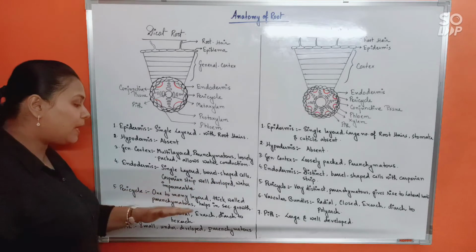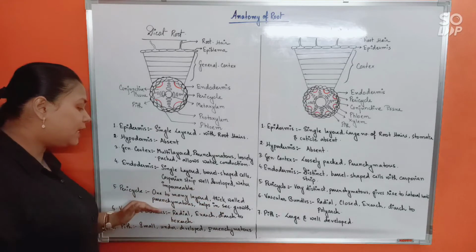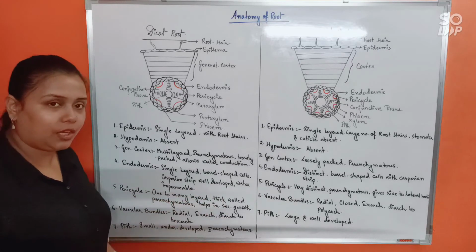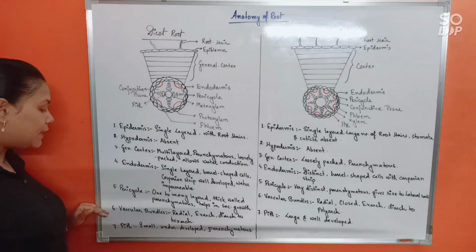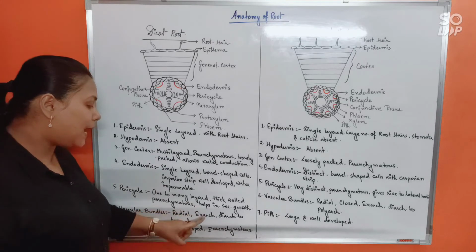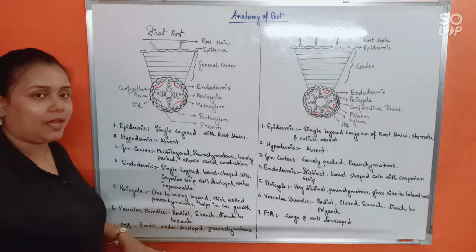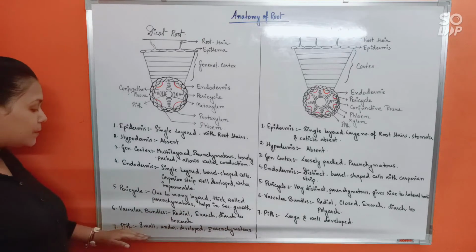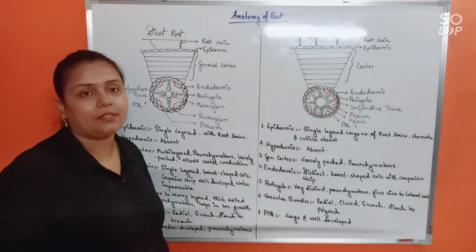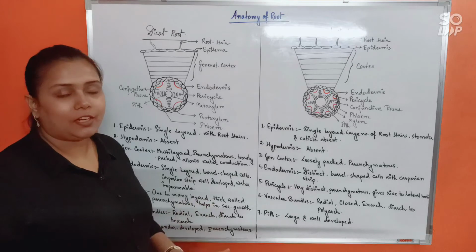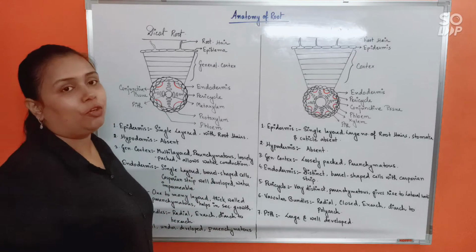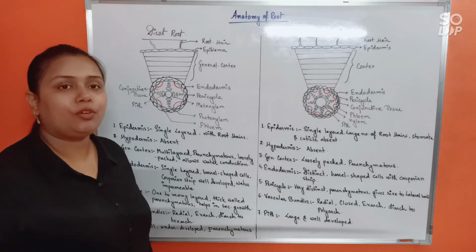Pericycle, one to many layered, thick-walled parenchymatous, helps in secondary growth. Next, vascular bundles, radial, exarch, diarch to hexarch, and pith, small underdeveloped parenchymatous. Right? Very clear? Now let us move on to the anatomy of monocot roots.